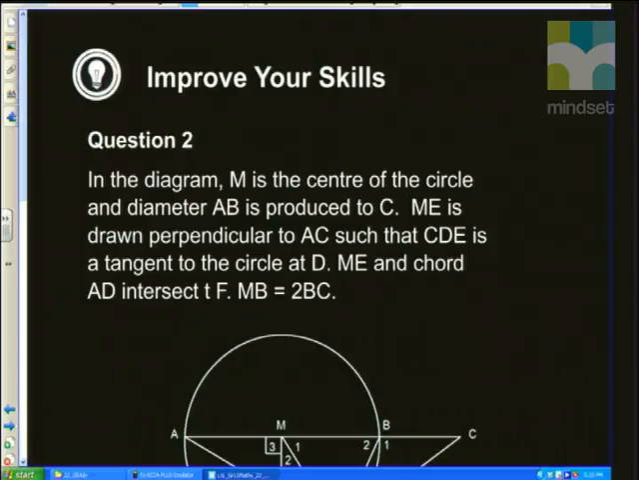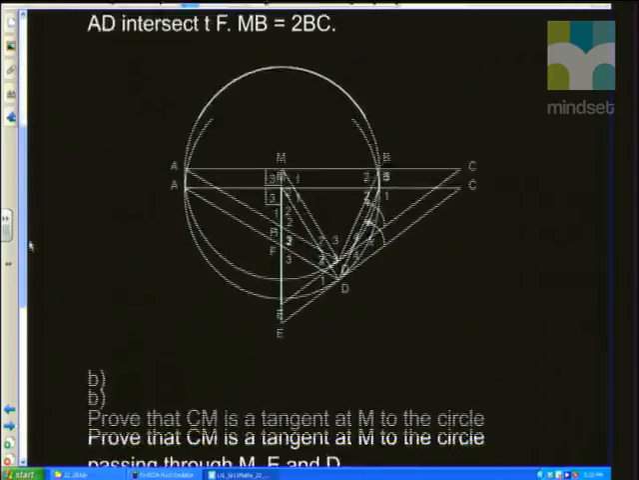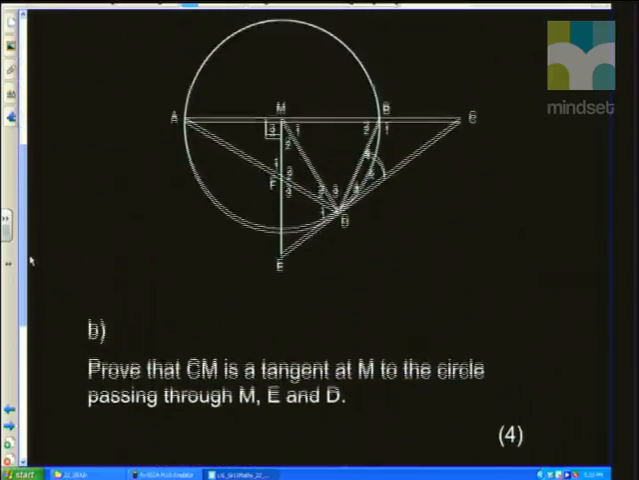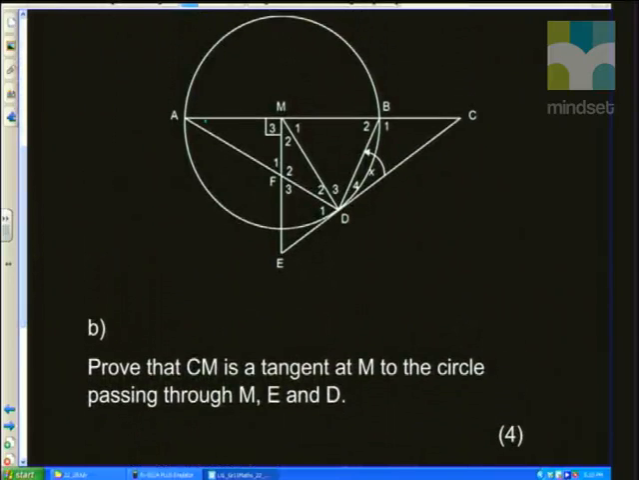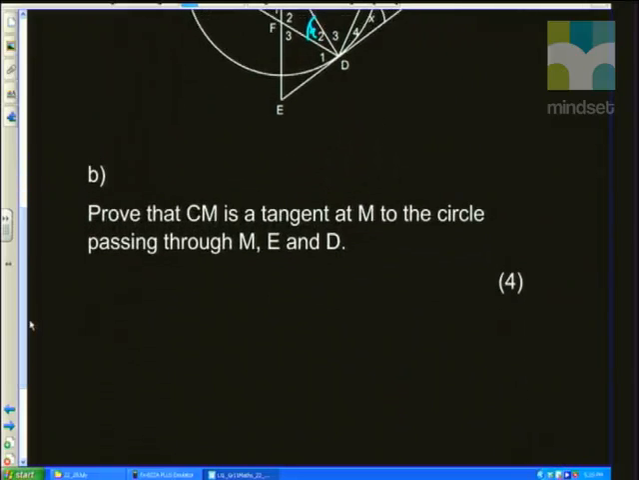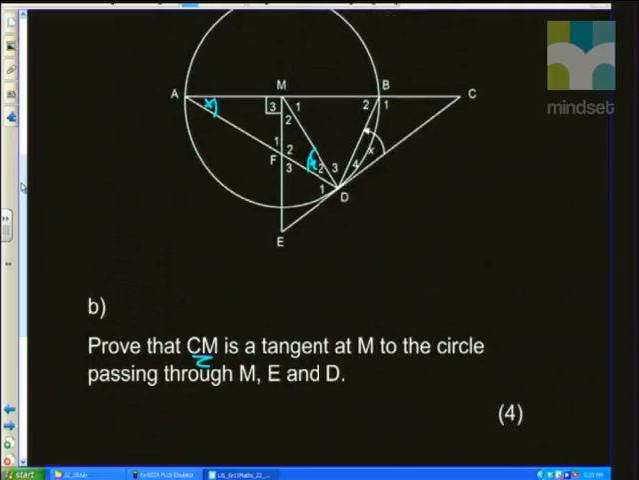Okay, right? Now, we move on to the next question. Let's just put in what we have. This is X, and then this is also X. Prove that CM is a tangent at M to the circle passing through M, E and D. We need to find MED. So this is M.